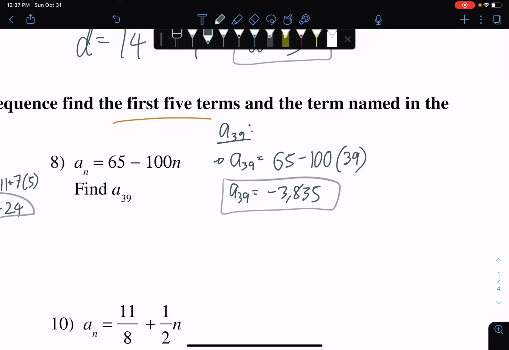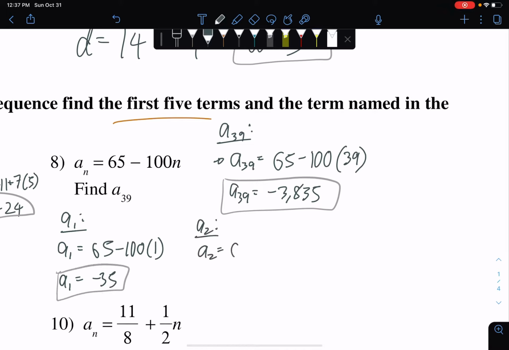So, let's find a sub 1, the first term that's being asked to solve. A sub 1 is equal to 65 minus 100 times 1. 1 is our n in this scenario. 65 minus 100 times 1, we get negative 35. For a sub 2 is equal to 65 minus 100 times 2. We'll just copy paste the entire formula and just replace the value of n.